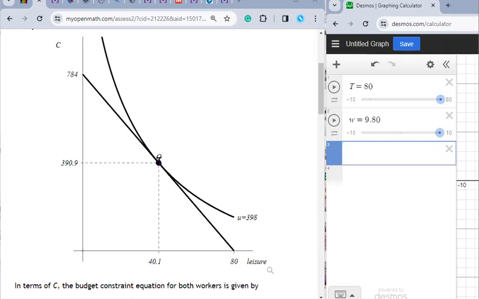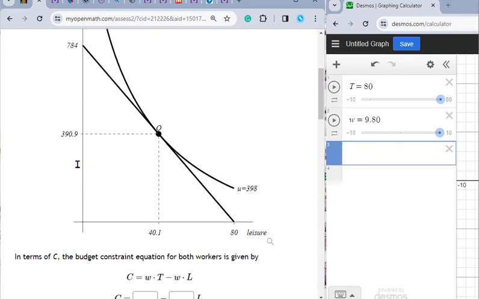And then our optimal point is where an indifference curve is just tangent to our budget line. We can't go beyond this budget line, right? It's like a dam. We can't go through the line. So our optimal point here, point O, our original optimal solution, is where the indifference curve is just tangent. This curve touches this budget line once, at this dot here. And leisure is 40.1 and consumer goods are 390.9, right?